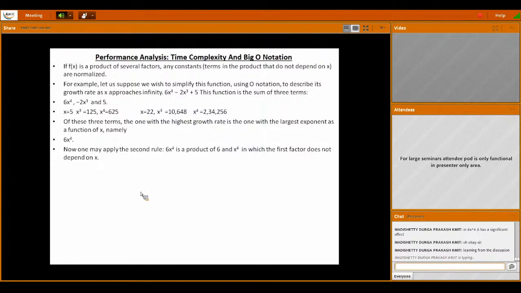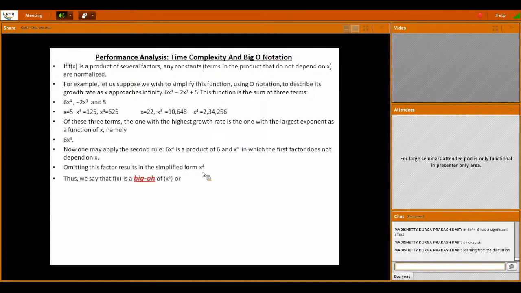I agree. 6 into whatever, 2,34,256. Of course, but what is going to be the key factor? Is it the 6 or x to the power of 4? So what we do? We reduce this 6x to the power of 4 further down to x to the power of 4.